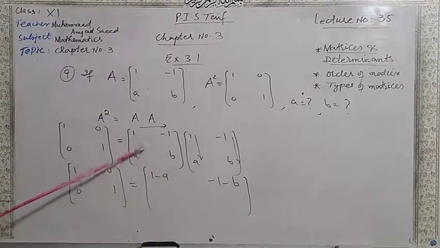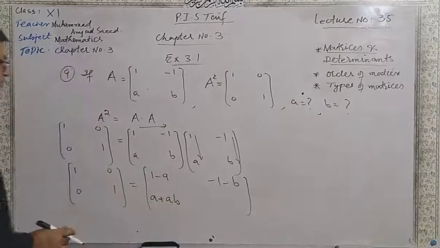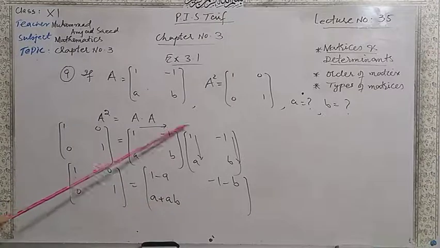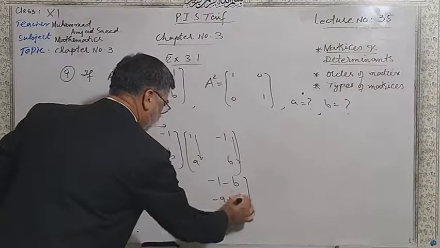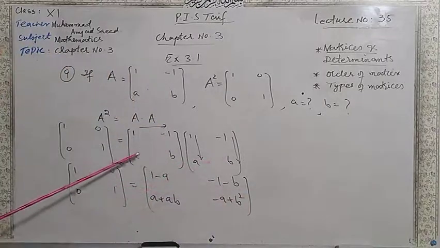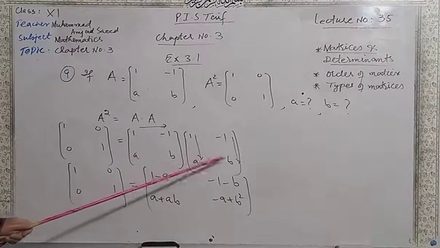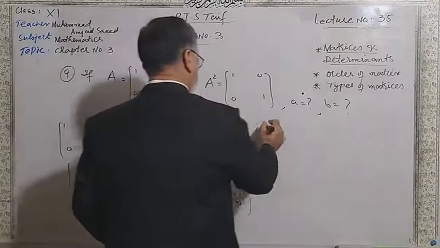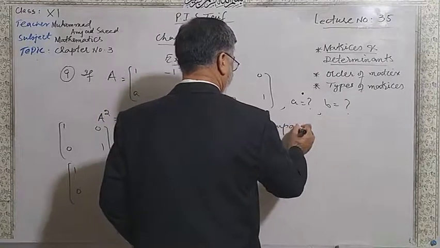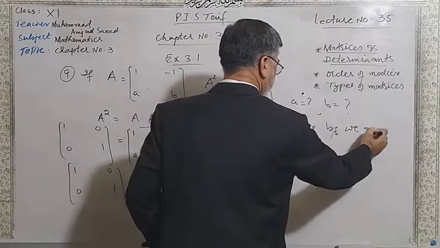Similarly, first into first plus second into second, A plus AB, then first into first, minus A plus B square. Remember that first into first plus second into second. And here is, comparing both sides we get.